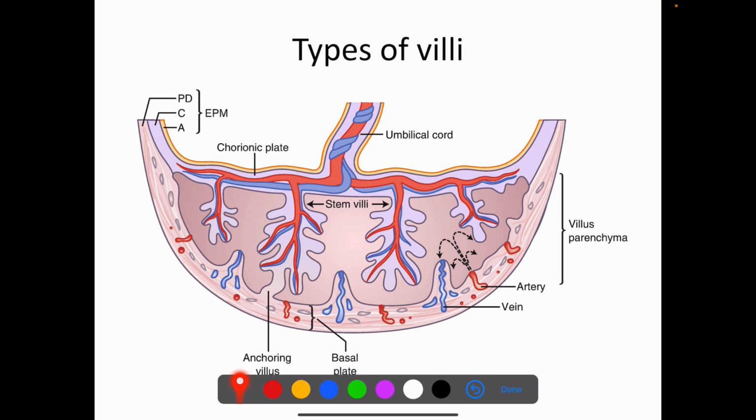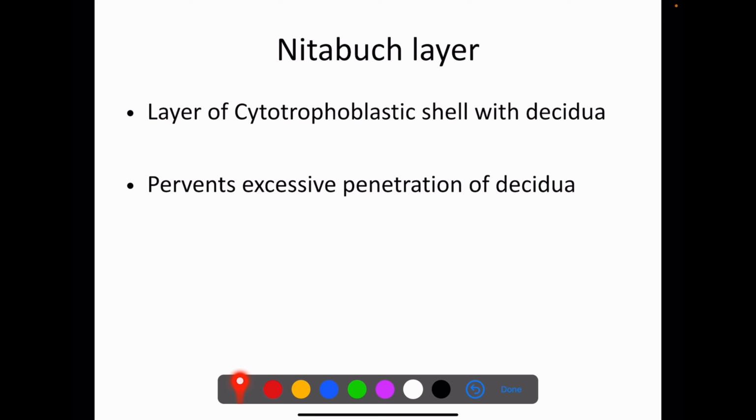So now what are the types of villi? Now few villi are extending from, see, understand this thing.